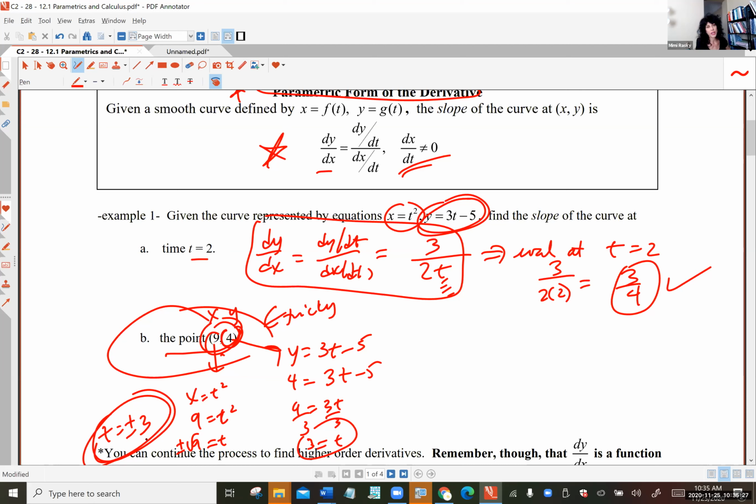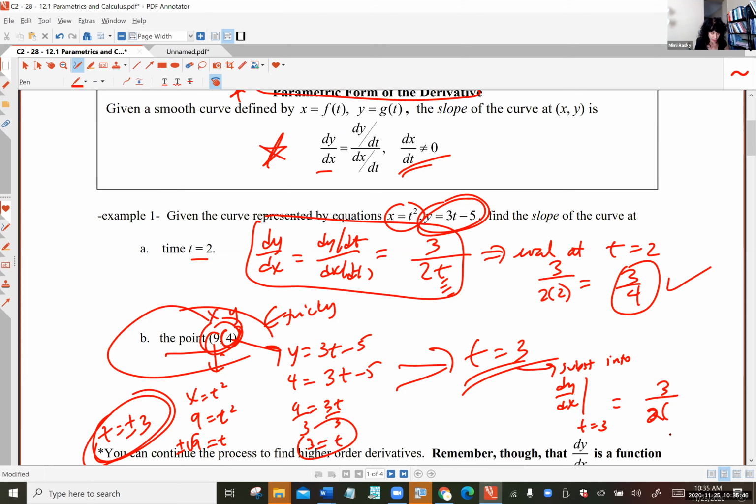The time has to be the same for both x and y. So it turns out that t is equal to 3. And that will give us the location 9, 4. Fantastic. And then substitute this into dy/dx. So dy/dx evaluated at t equals 3 would be 3 over 2 times 3, which is 3 over 6, which reduces to a half. And that's the final answer for letter B. A little bit harder because you had to do some work to get the time that corresponds to that location. Does that make sense?